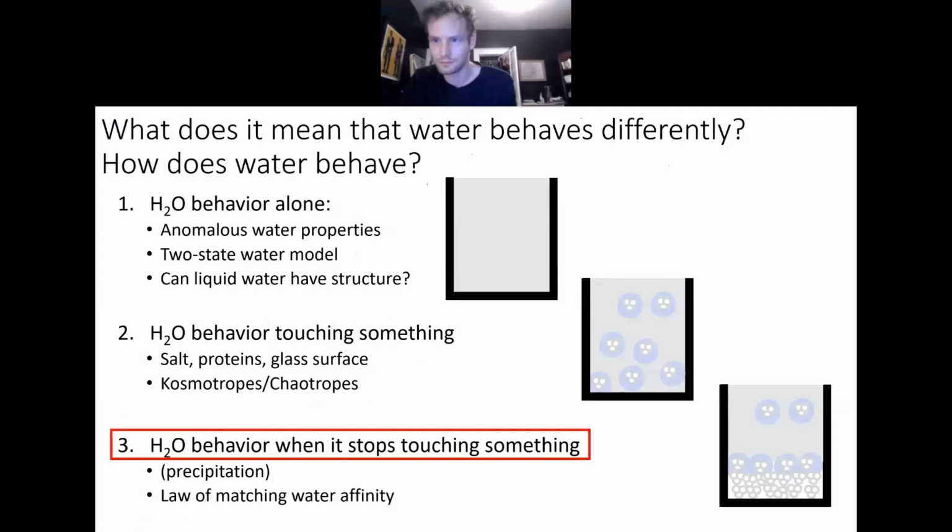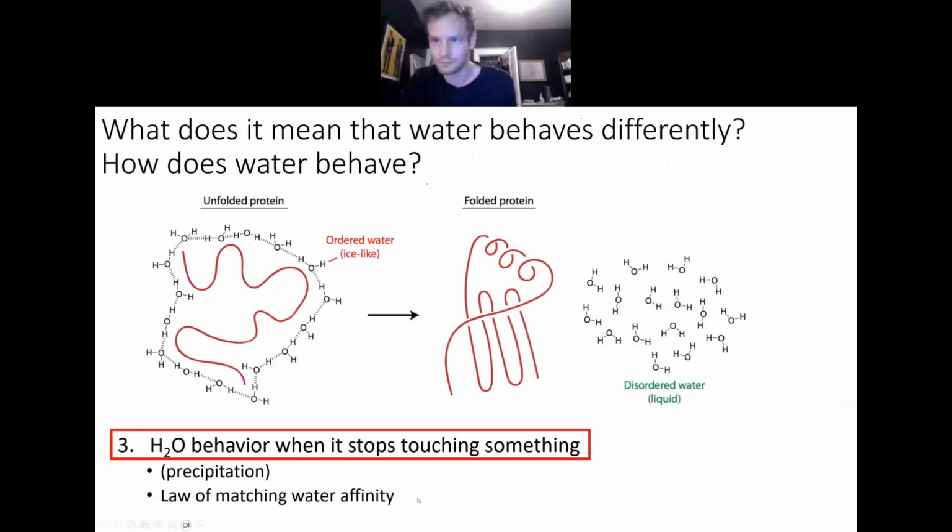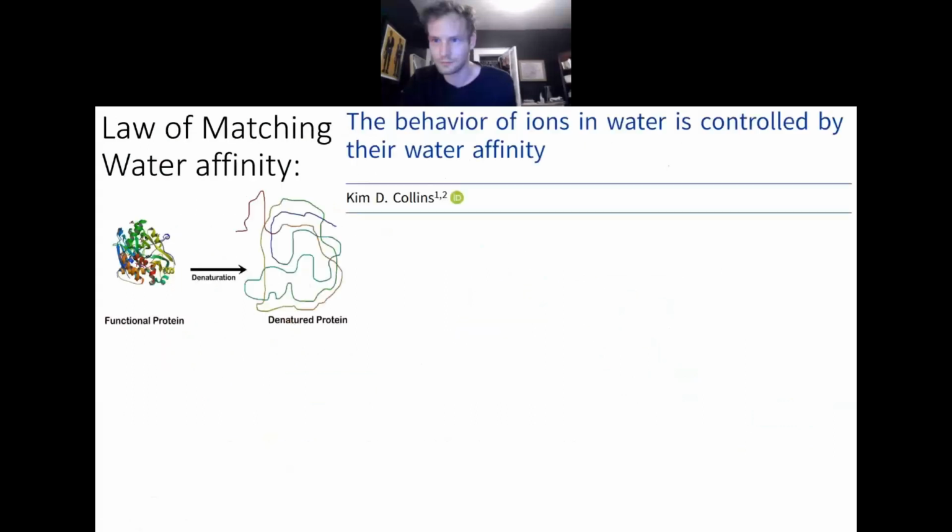Now the next thing I want to talk about is what happens when water stops touching something. I'm calling this precipitation, when it drops out of solution. And I will talk about the law of matching water affinity. So when you have a folded protein or an unfolded protein, it's in a sense continuous with the water around it, but then if it folds, it pushes the water away from itself, and it is kind of precipitated from solution. So a folded protein could even be considered precipitated from solution compared to an intrinsically disordered protein.